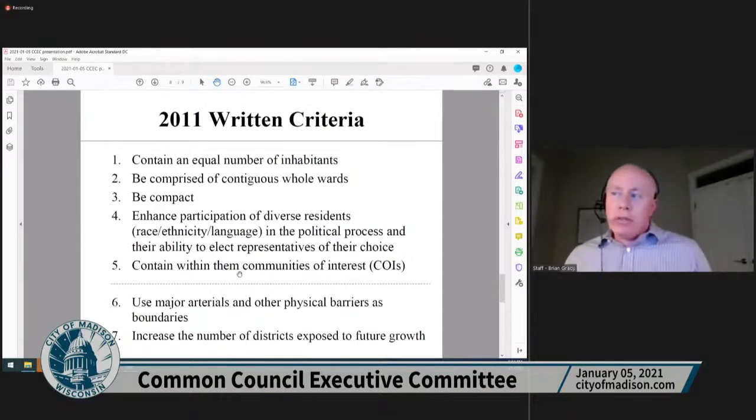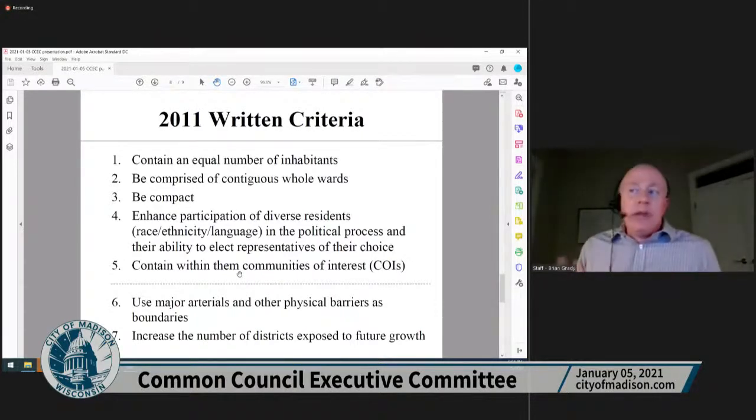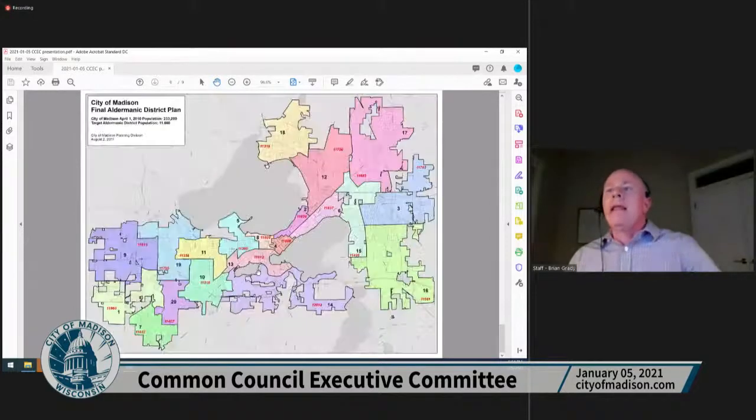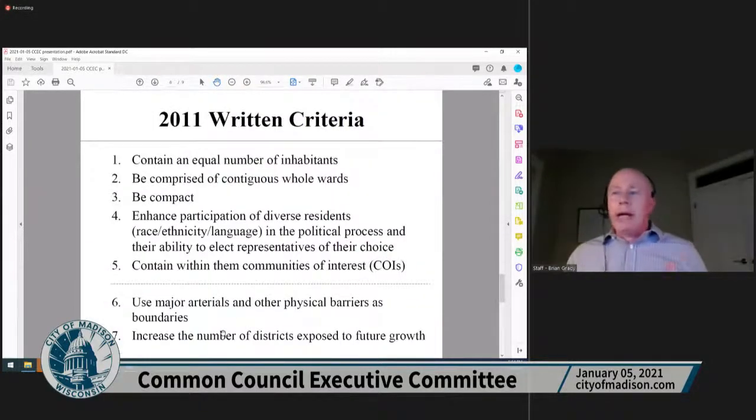And then also communities of interest are just things that bring people together, kind of an affiliation. So we looked at neighborhood associations, keeping them within one aldermanic district or one ward. We look at school attendance areas, other things that would bring people together, kind of a common identity. And then the two other items that we added, not included in state law, we're going to use major roads, boundaries, physical barriers of boundaries. And we've also looked to increase the number of districts exposed to future growth.